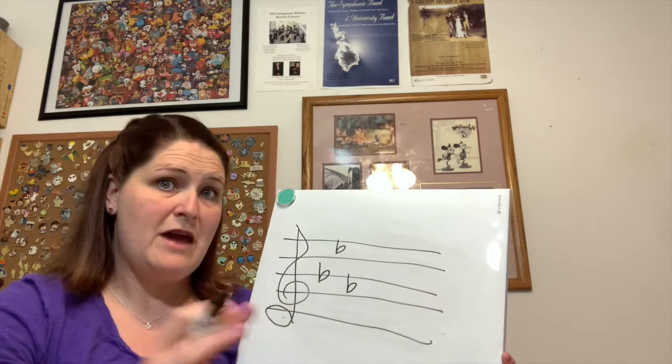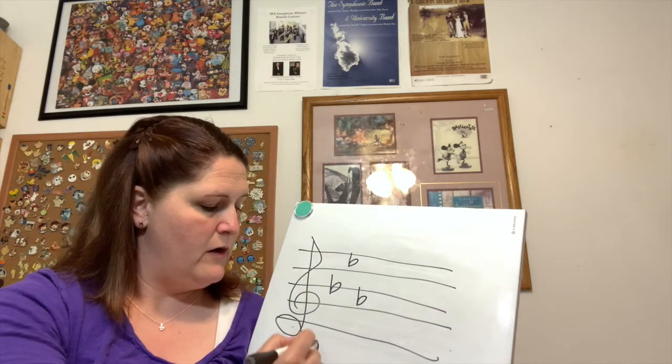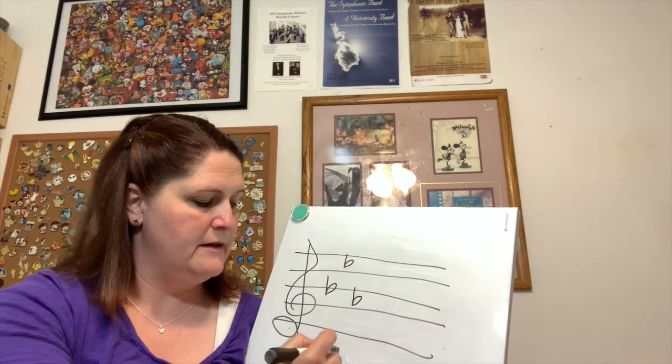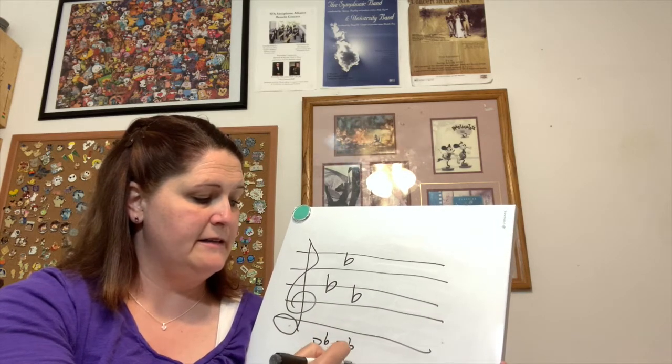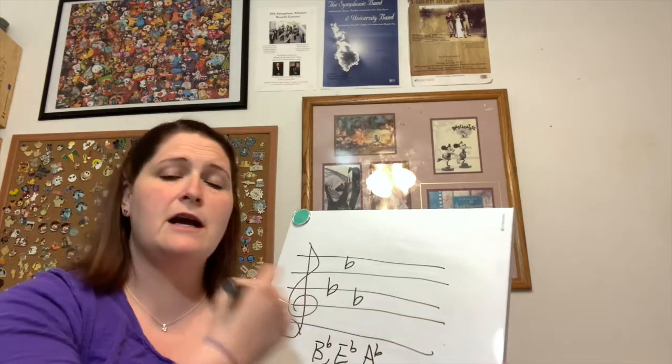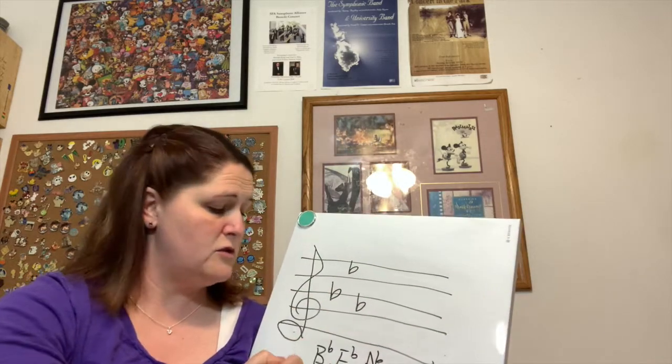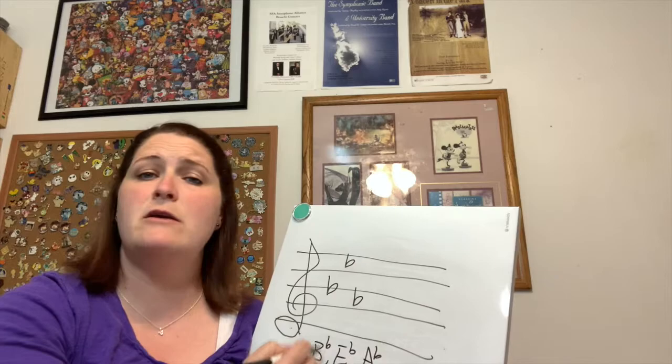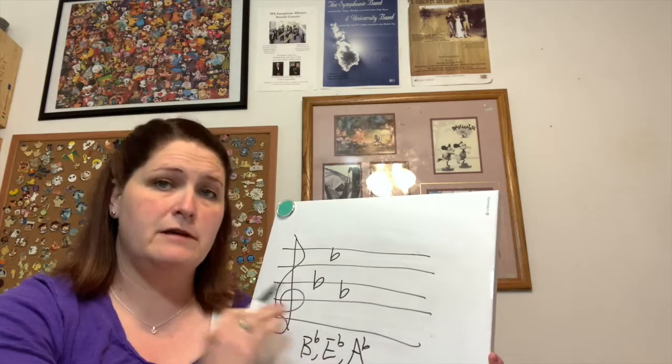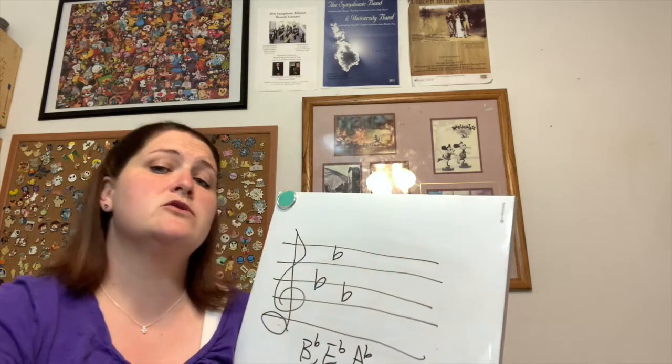And so the flats that we have in this key signature right here are B flat, E flat, and A flat. So anytime you see a B in this key signature, you're going to play it flat. Anytime you see an E, you play it flat. Anytime you see an A, you play it flat. Anytime, okay? Let me teach you another trick on this to figure it out.